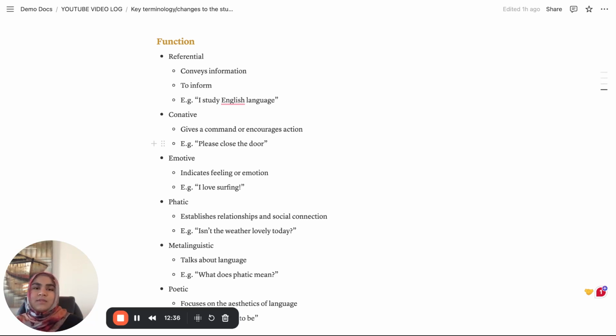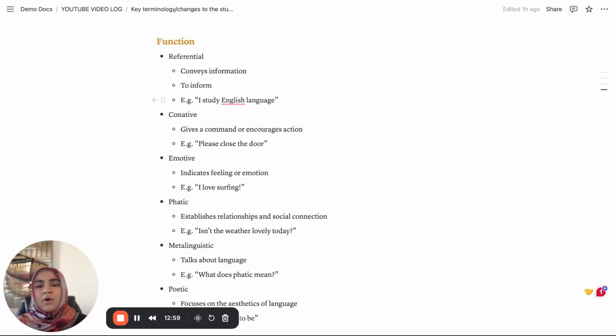An example of this is, I study English language. This statement conveys that information. It says to the person listening that you study English language. And that's basically what referential function is. So if you have a text that is just spewing out a bunch of information, a bunch of statements, then you could say that text achieves the referential function.